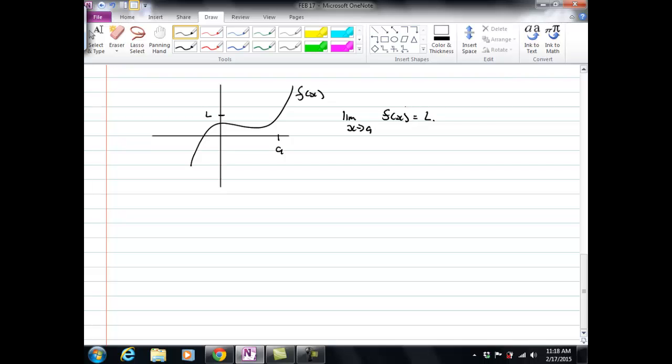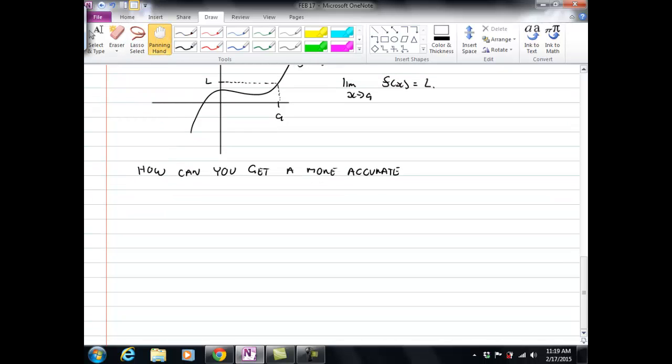Works perfectly fine. But the problem with using the graph technique is this. Look, we're always guessing what that mystery L is, because it's all based on a random guess based on your graph. What if I actually give you a more accurate answer? How can you get a more accurate answer? Because graphing works perfectly fine. The problem with graphing is it's not as accurate. Okay? How can you get a more accurate answer?